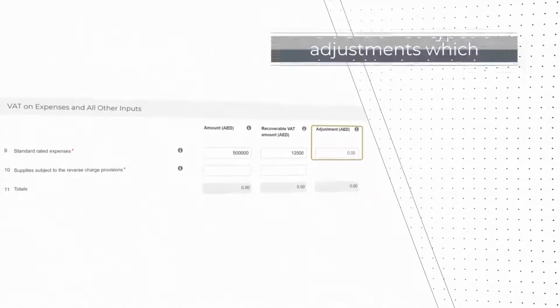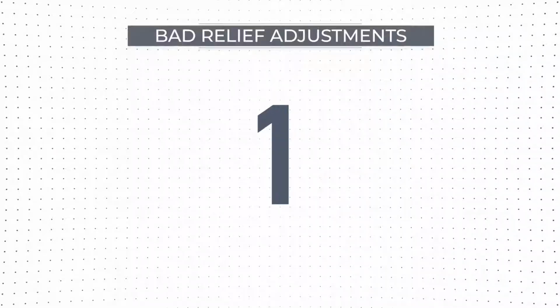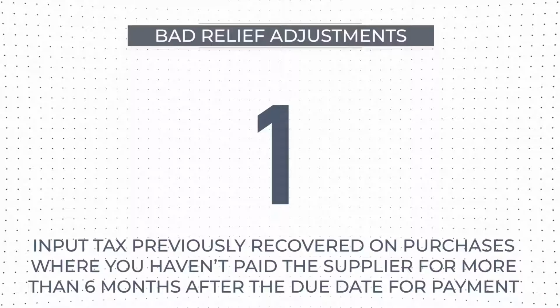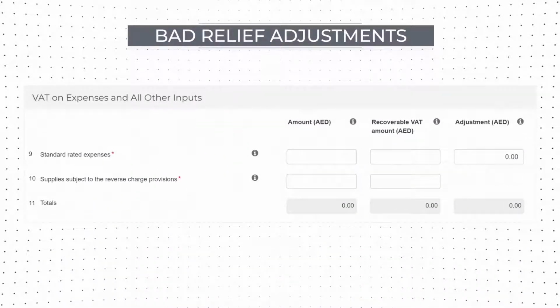VAT amount box. In the adjustment column of Box 9, there are three types of adjustments which should be included. The first would be any adjustment relating to input tax previously recovered on purchases where you haven't paid the supplier of those goods or services for more than 6 months after the due date for payment. Given that you haven't paid the supplier, you are no longer entitled to the VAT you recovered on the supply and should repay it to the FTA in the adjustment box. If you later pay the expense in a subsequent tax period, you will be able to reclaim the input tax on the VAT return for that tax period.